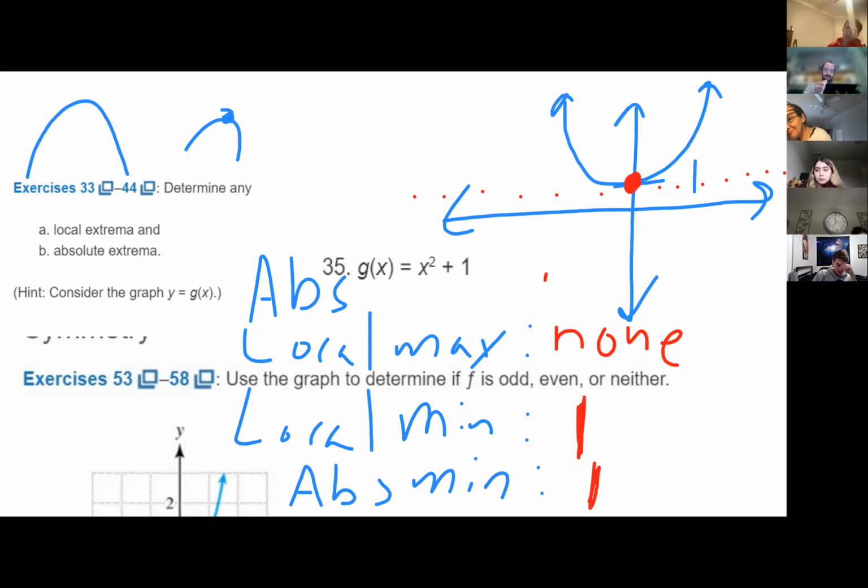So there is no absolute max. So there's no local max. There's no absolute max. There is a local min at 1, and that's also the absolute min at 1.